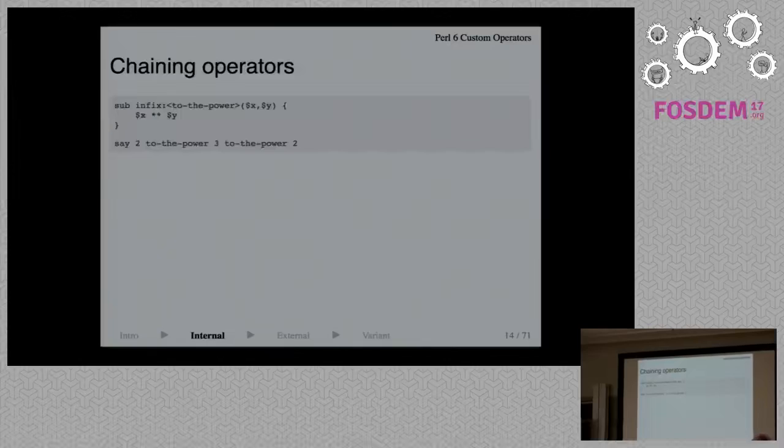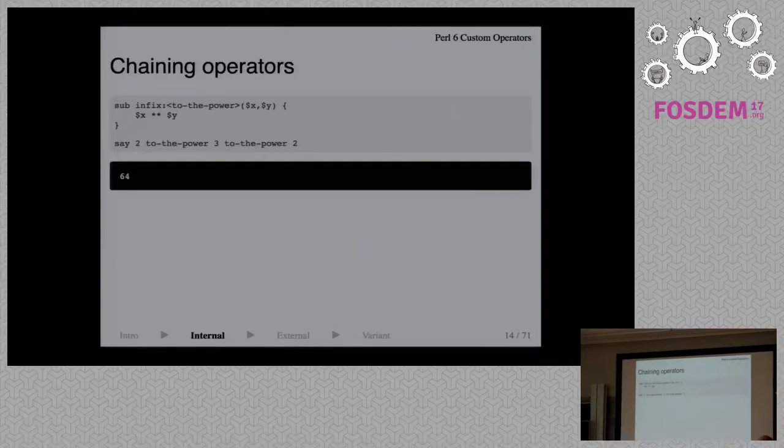Okay, what about chaining operators? So let's say we have this operator to the power, which is, I don't know COBOL, but it seems like it could be a COBOL operator, where we want to raise the first argument to an exponential value. So 2 to the power 3 to the power 2, what are we going to get? 64, because it's going to be 2 to the 3 to the 2, so 8 squared.